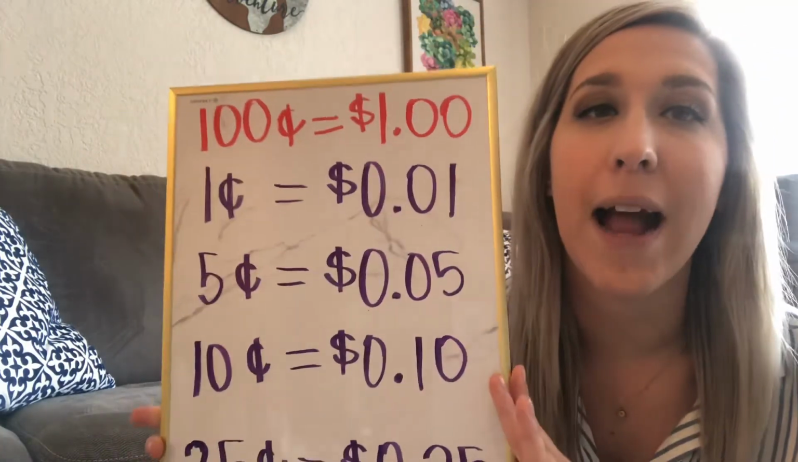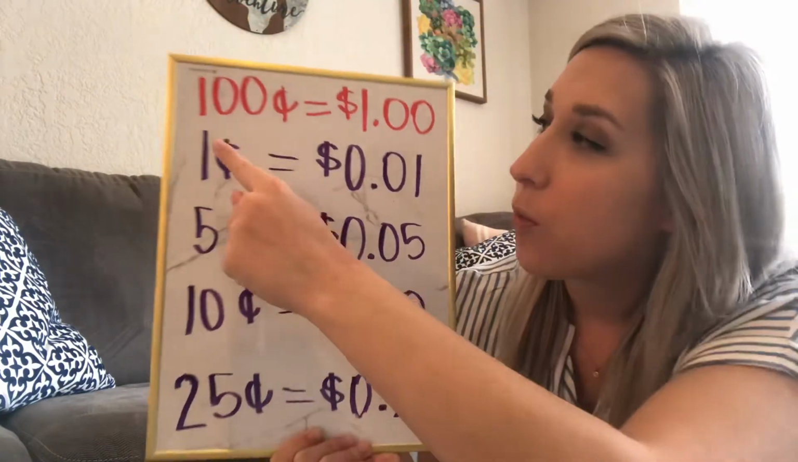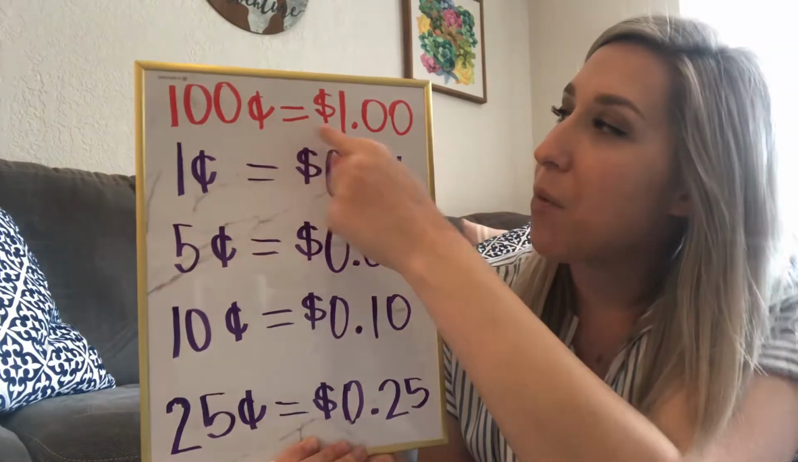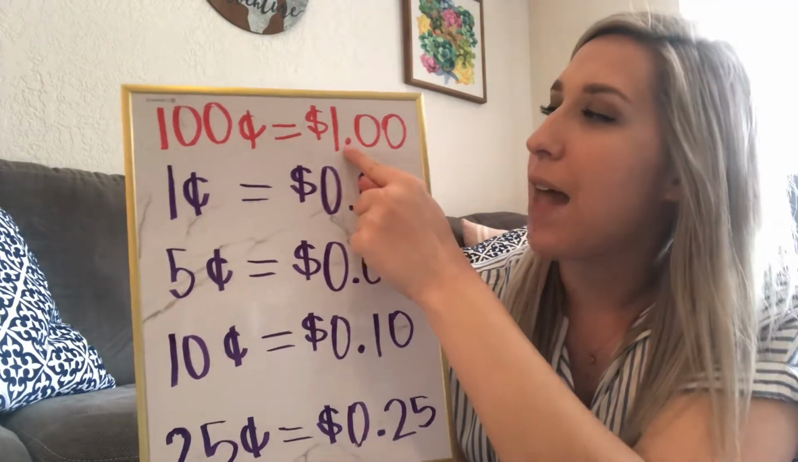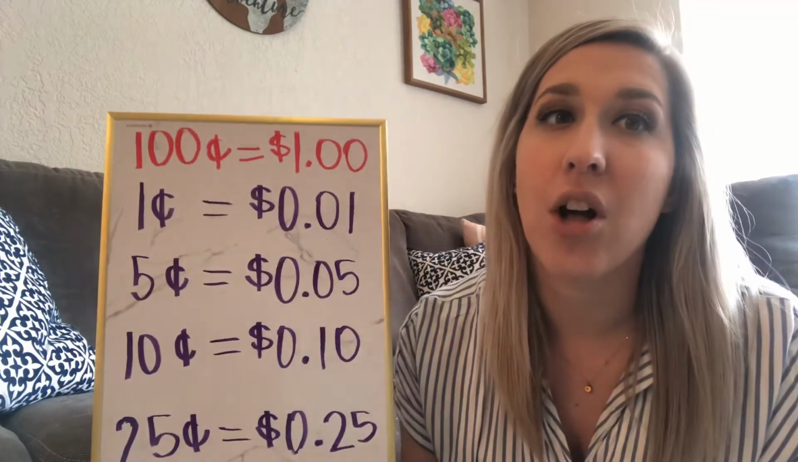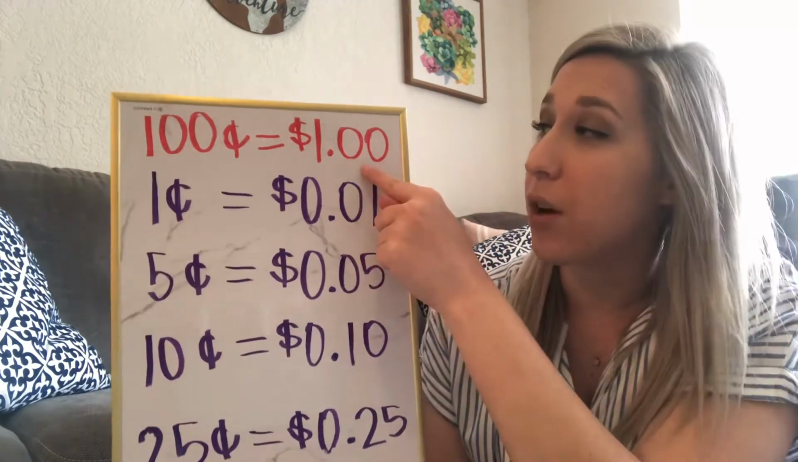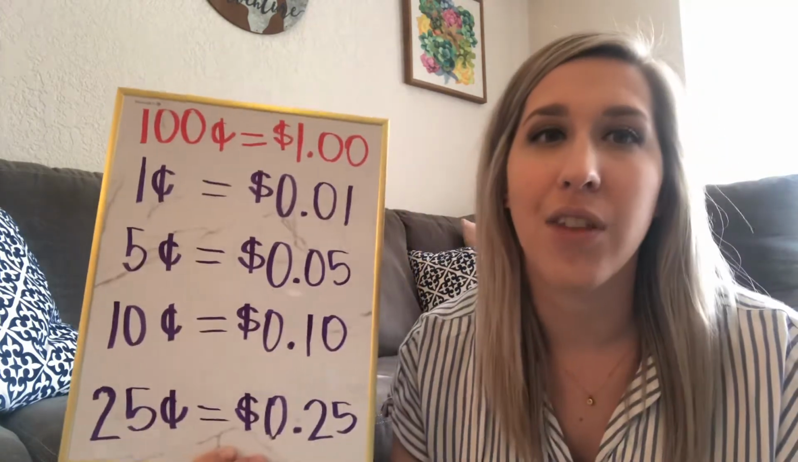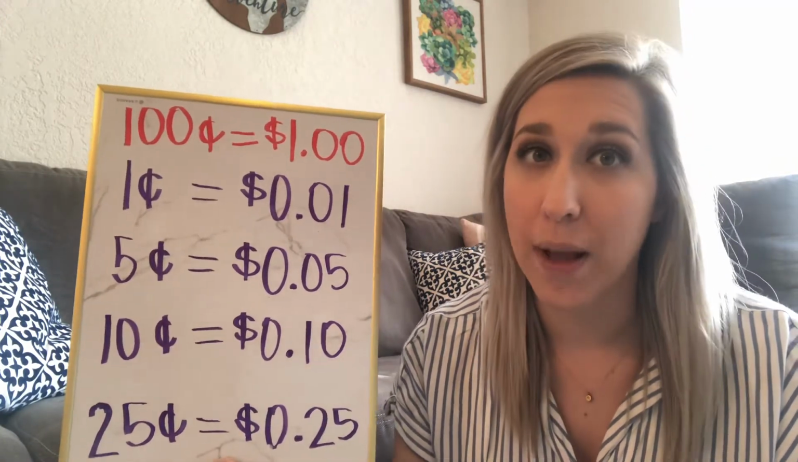Up top in red, I wrote 100 cents equals $1. So as you can see, we have the 100 cents, the cents comes after 100. But when we write a dollar, we write the dollar sign and the 1, and then we put a period, which in math is called a decimal, and then 2 zeros, okay? Because the 2 zeros represents all of those numbers 0 through 99, okay?